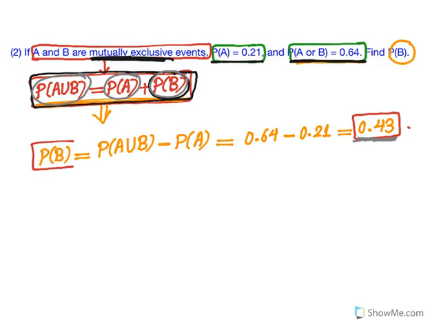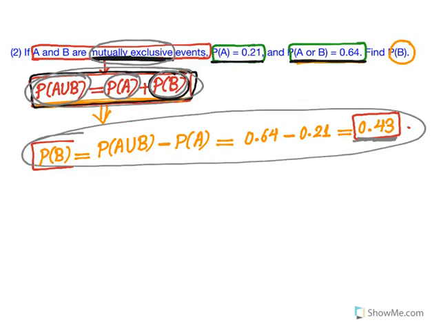Okay, so let's go to the next question. By the way, you don't need to do all of this, just mutual exclusiveness gives you this, and you can immediately compute the probability of B. All of what I said is just to make you understand it better. Anyways, let's go to the next question.